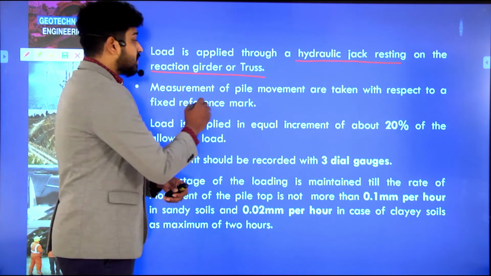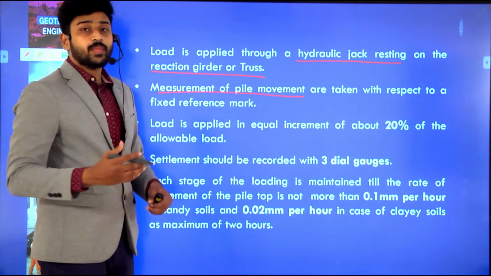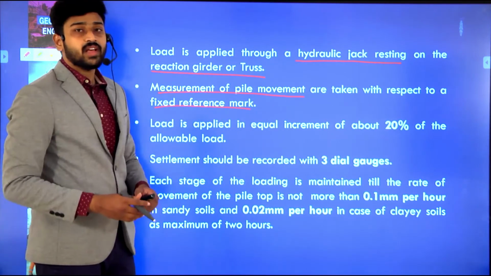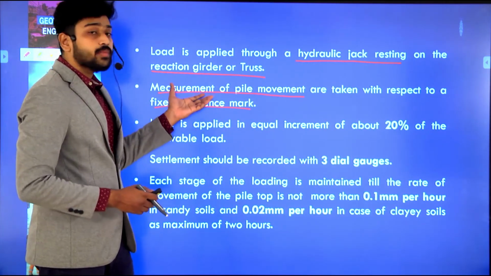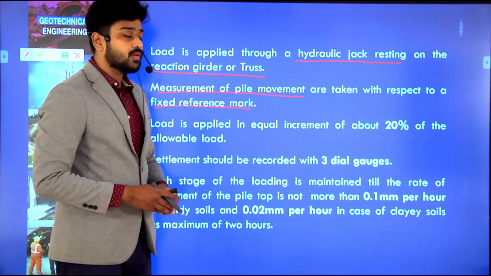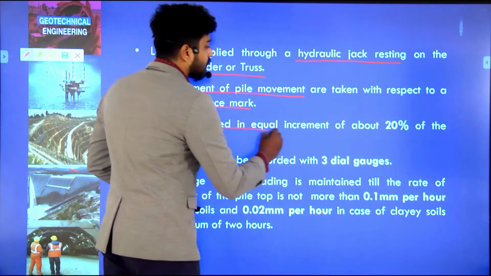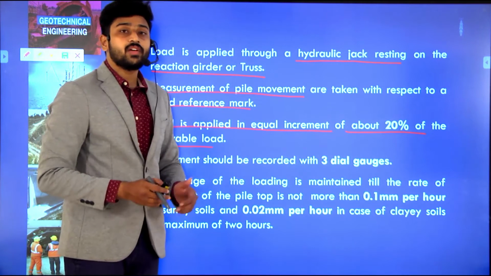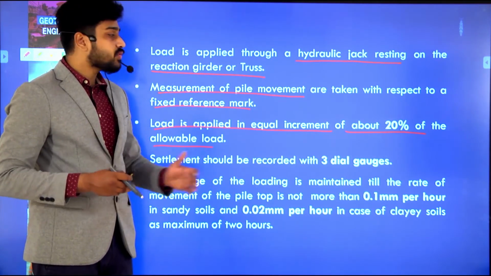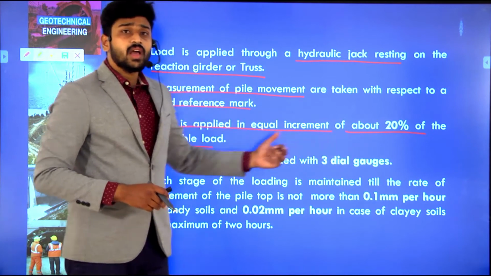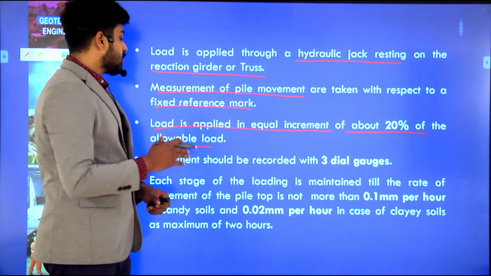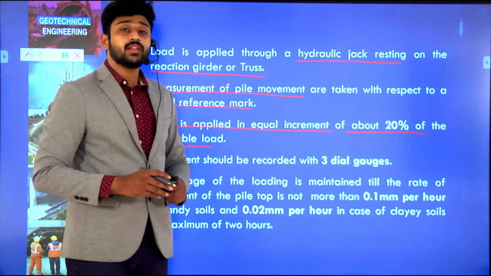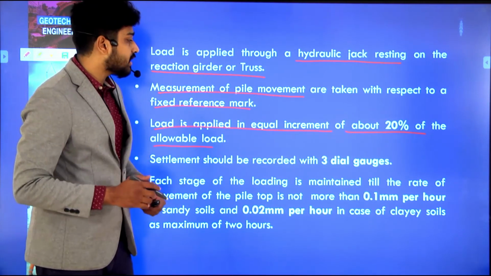And later the measurement of the pile movement can be taken with respect to a fixed reference mark. If we take a fixed reference mark, with respect to that we can observe the movement of the pile. The load is applied in increments of about 20% of the allowable load, at regular intervals. The settlement should be recorded with 3 dial gauges.